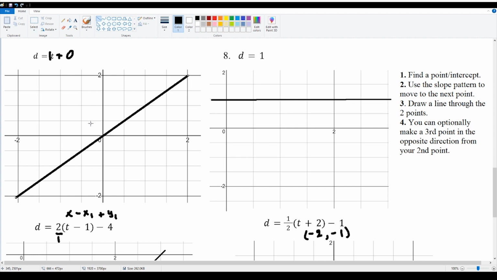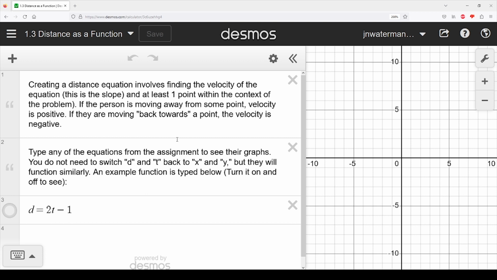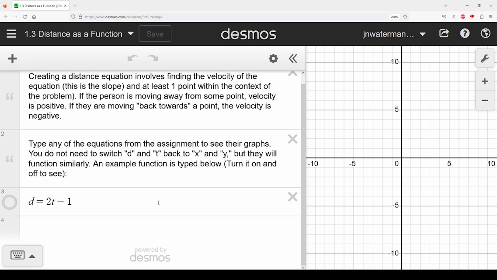Let's head over to Desmos and see what it says. So initially we have the same instructions here for creating a distance equation, right? Find the velocity of the equation and at least one point within the context of the problem. Moving away is positive, moving back towards is negative. The same information there. Down here, of course, the nicest thing about Desmos is a graphing calculator, so doing what we're doing here is exactly what it's meant to do.